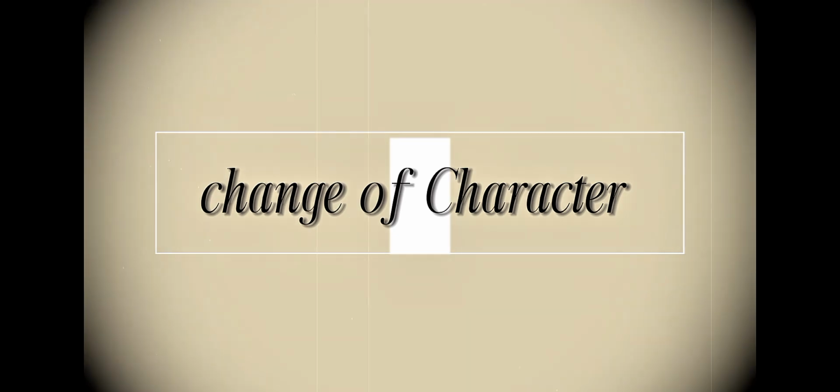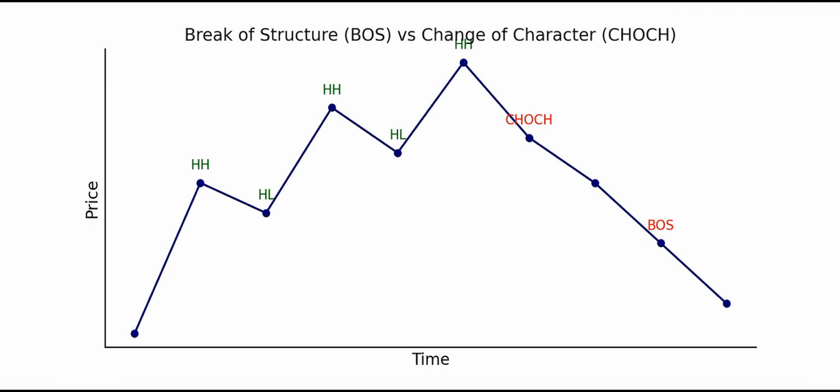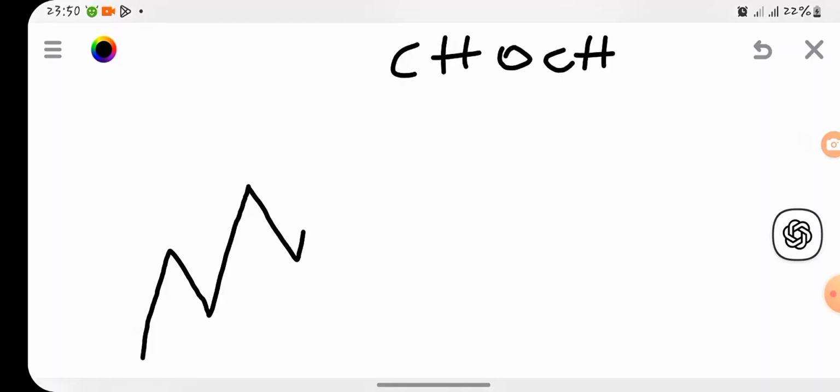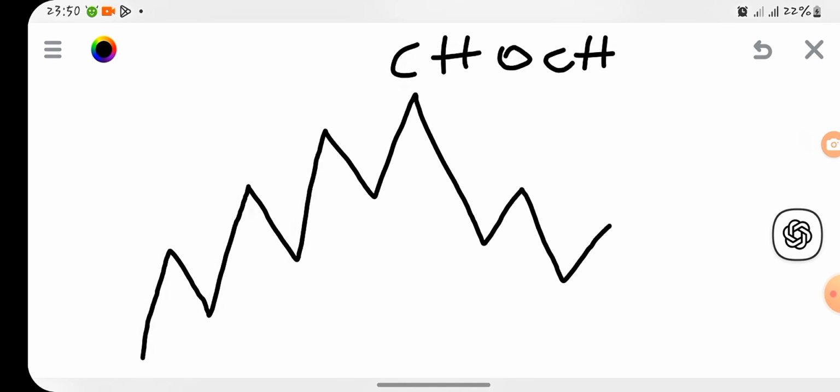Change of character. Change of character is one of the most powerful concepts for spotting early reversals. Imagine USD/JPY has been in a clear uptrend but then suddenly makes a lower low instead of a higher low. That's your change of character. The first sign: buyers are losing control and the sellers might step in.